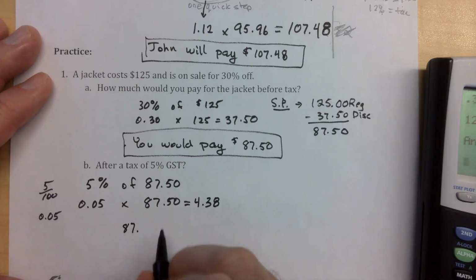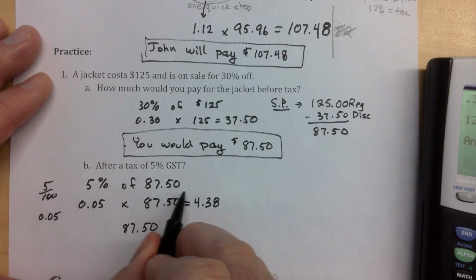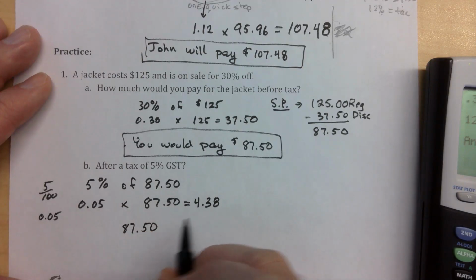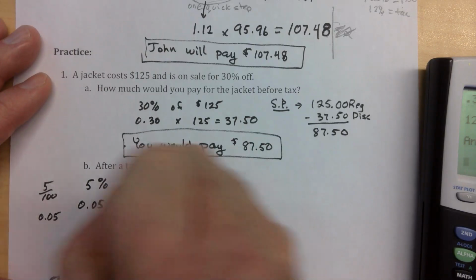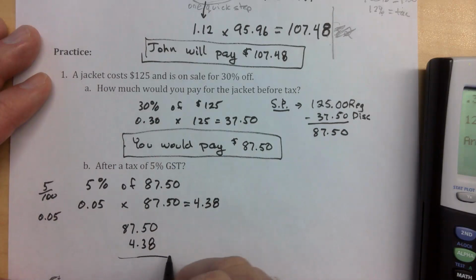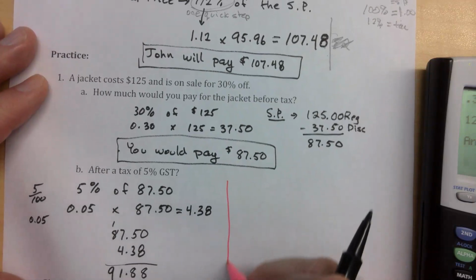See, when you do just the 5%, you always need two steps. The first step is 5% of this number. Get that number, and then now you need to add it. The quick way does all of this in one step. 8, 8, 1. Carry that one. I get $91.88. Let's compare it to the quick way.